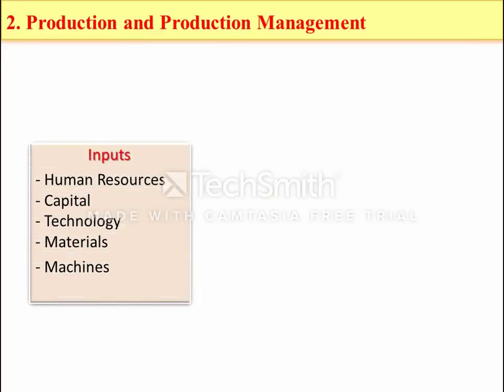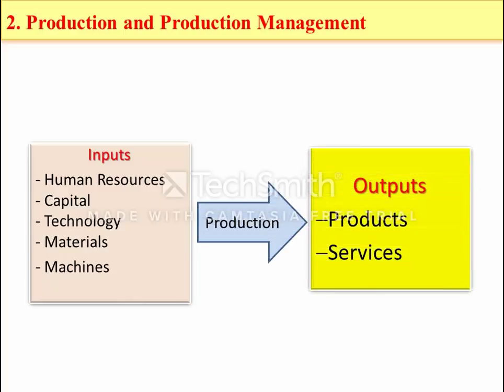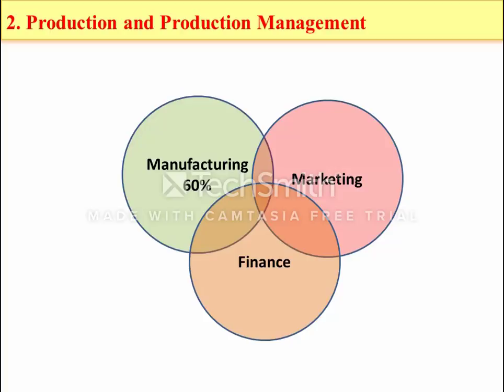Part 2. Production and Production Management. A production includes 2 parts, input and output. Input includes human resources, capital, technology, material, and machines, and the output includes products and services. As you know, manufacturing makes up 60% of production.